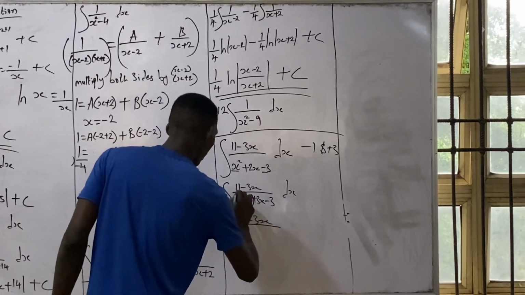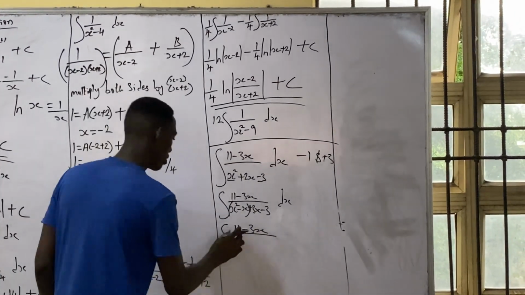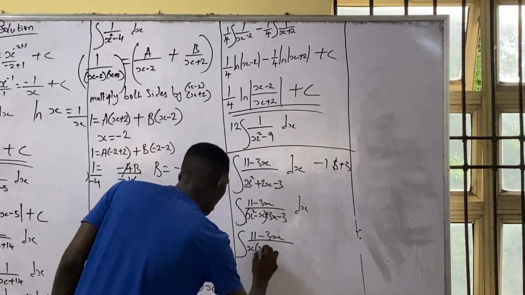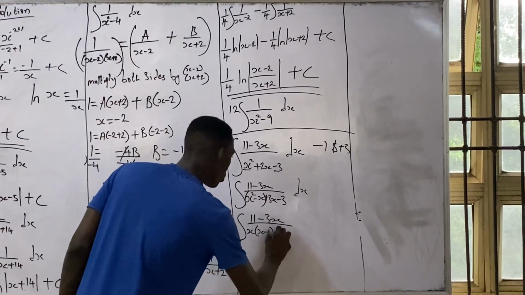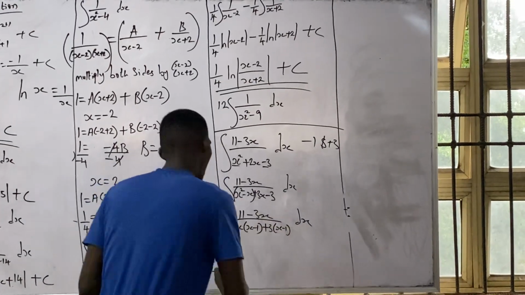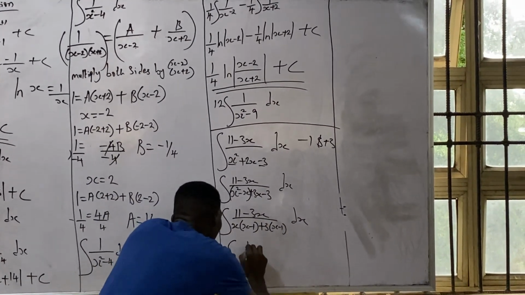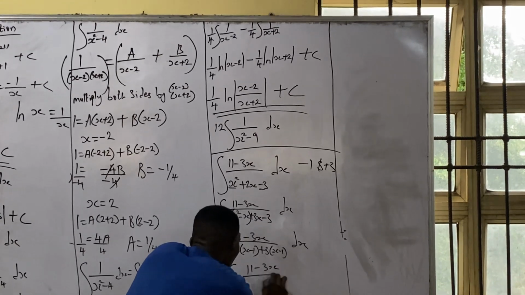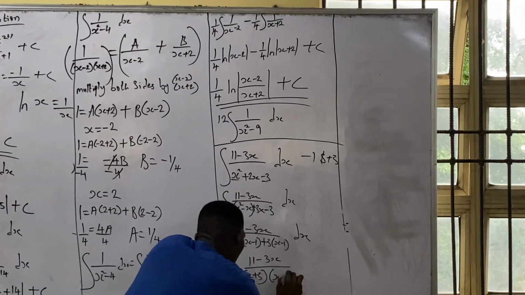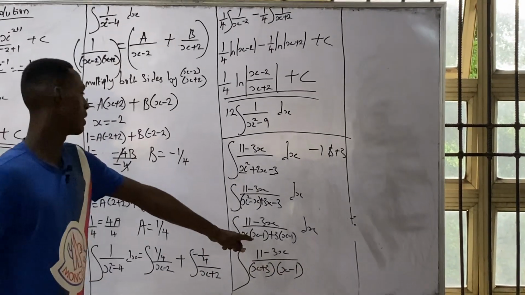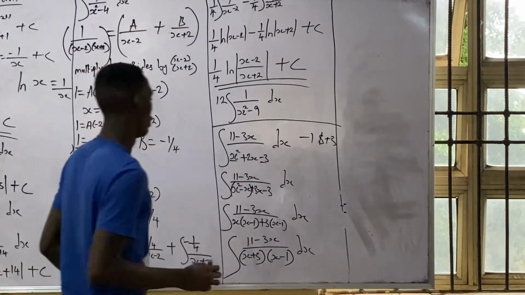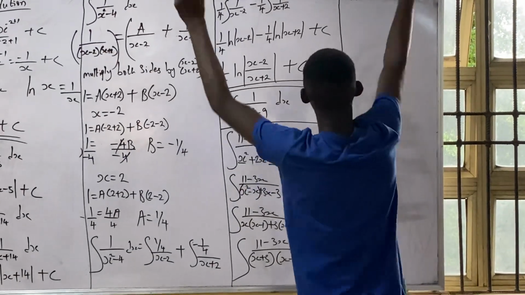Okay, let me break it down for you, for those that do not know how to solve factorization. So this will give us, x is common here. So that will give us x minus 1 plus 3, x minus 1, dx here. So let me now rewrite our question today: 11 minus 3x over x plus 3 in brackets x minus 1. Now with that being written, let's add our dx. Then we can now use our factorization method. So we can apply our partial fraction.